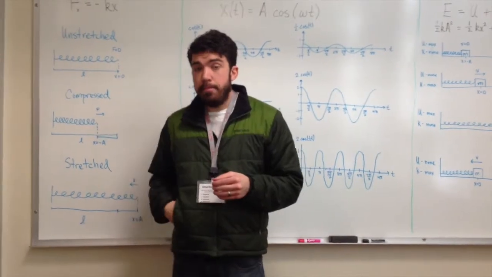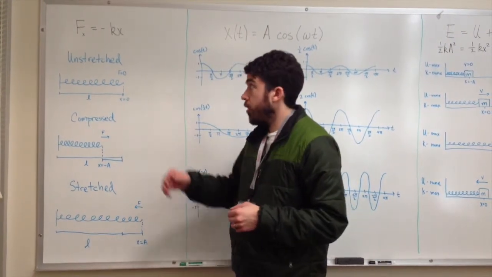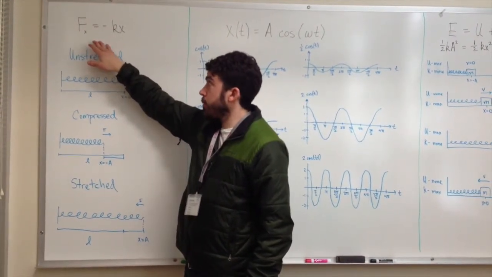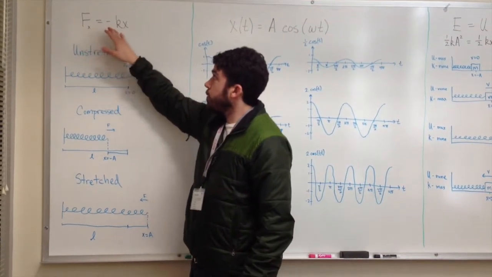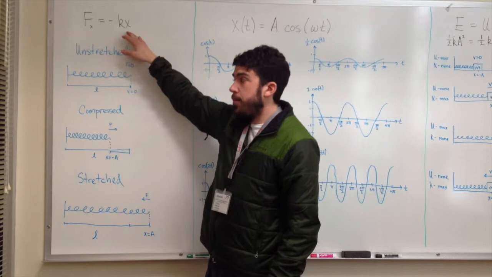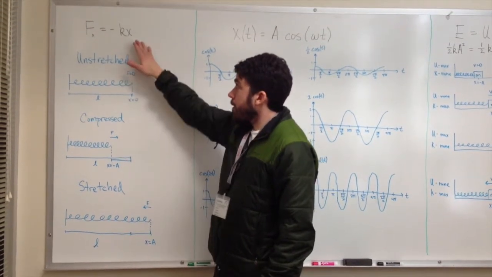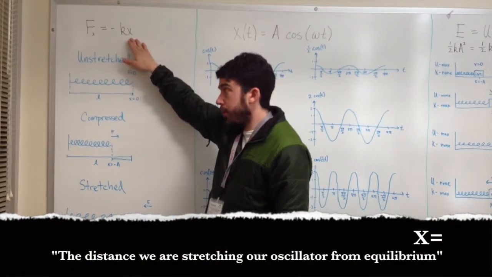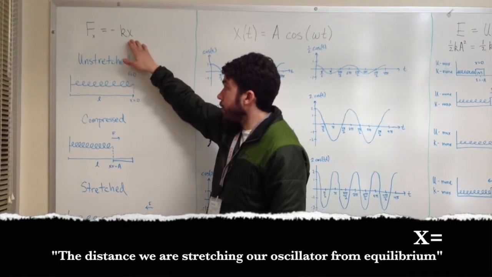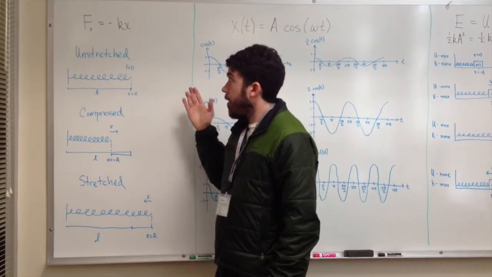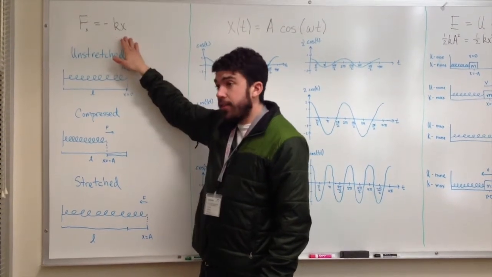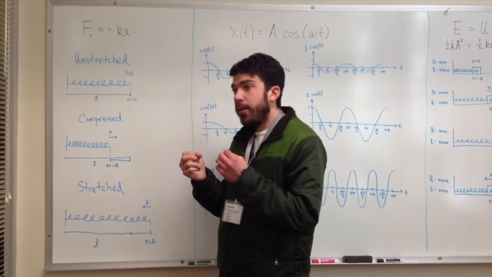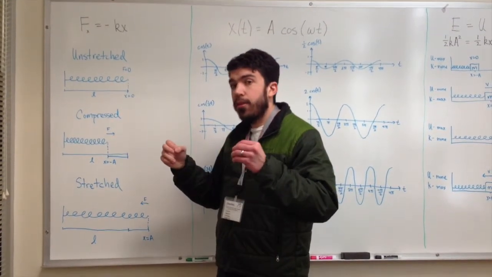So, in mathematical terms, we have an equation that determines how these objects behave. This is that the force equals negative kx. Now, what does that mean? That means that x, being the distance that we're stretching our oscillator from equilibrium, if I stretch it a certain distance, I'll feel a certain force. If I double that distance, I'll feel twice the force, just like we saw, where stretching it a little bit was pretty easy, and then as you stretch it more and more, it gets harder and harder.